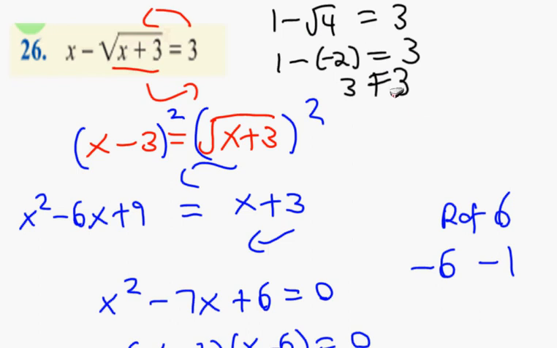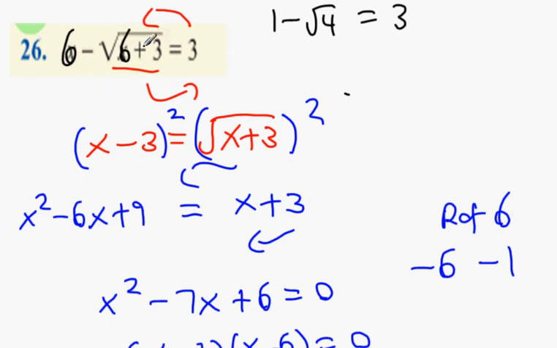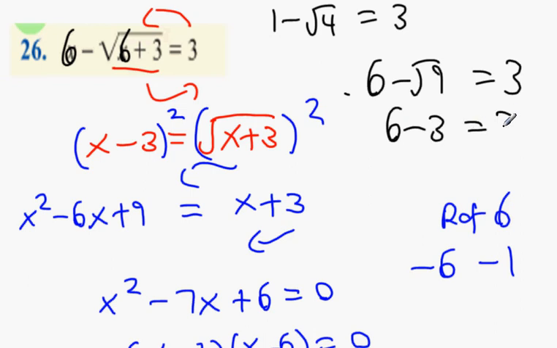Now, check the other one. The other one says x equals 6. Let's check out 6. 6 minus the square root of 6 plus 3 is 6 minus root 9. 6 minus root 9 is 6 minus 3. 6 minus 3 is 3. Both answers work. Okay, next one.